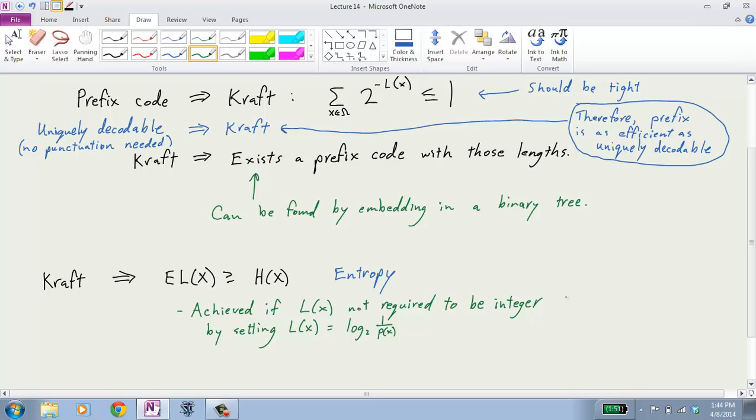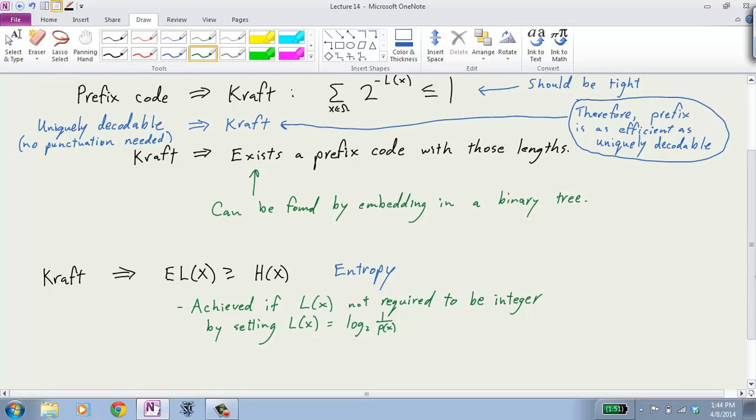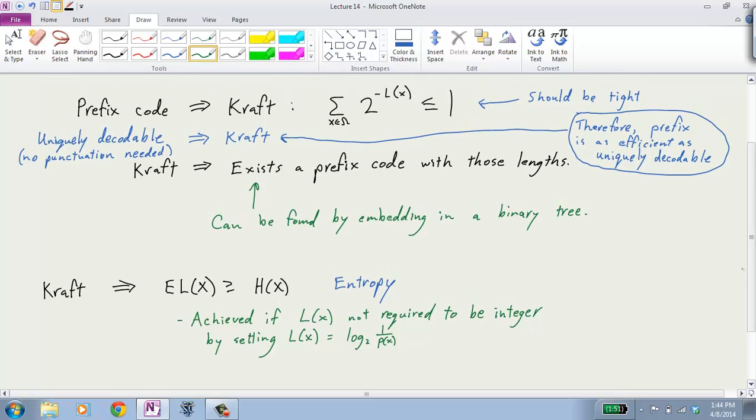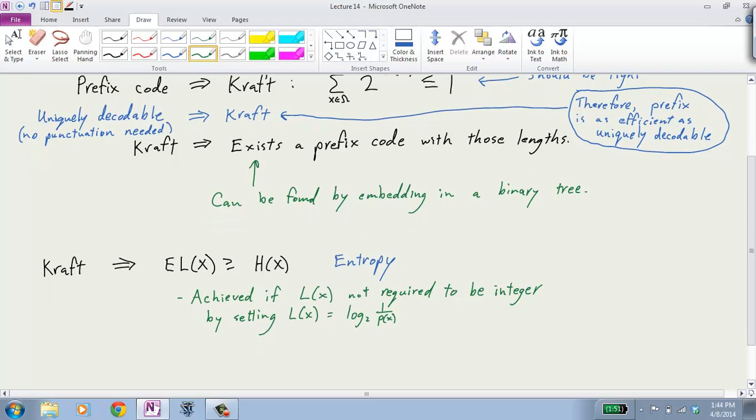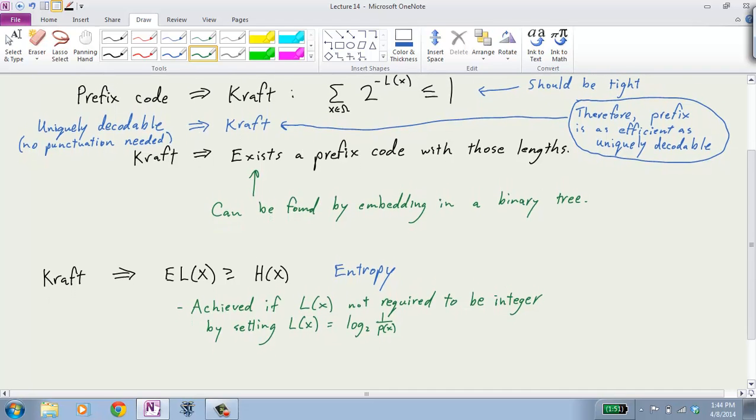2 to the log cancels, and you get a sum of 1 over p of x's, an expected value of 1 over p of x's. Oh, sorry, no, you just get a sum over p of x's. It equals 1.